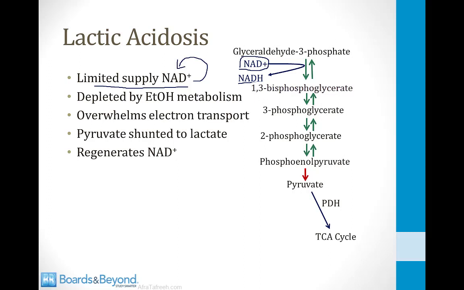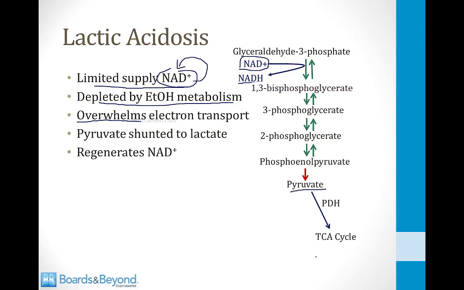Now, as we saw a few slides ago, NAD plus is depleted by ethanol metabolism. It's converted into NADH. Normally, the electron transport chain is very effective at converting NADH back into NAD plus as it generates ATP. However, when excess alcohol is consumed, you can overwhelm the electron transport chain. This means that much of the NAD plus inside of cells will be tied up in NADH. As a consequence of this, pyruvate is going to be shunted to lactate.